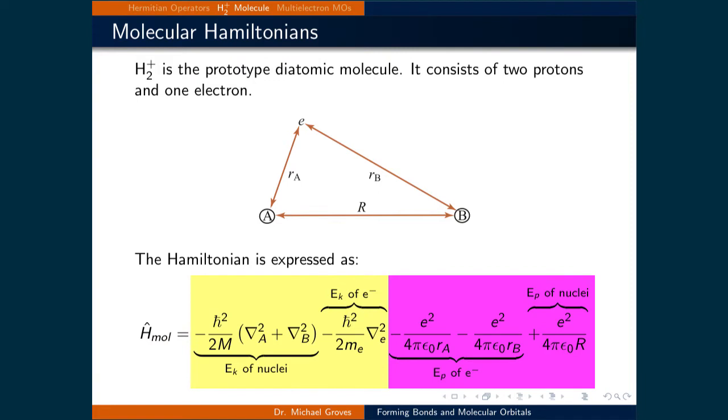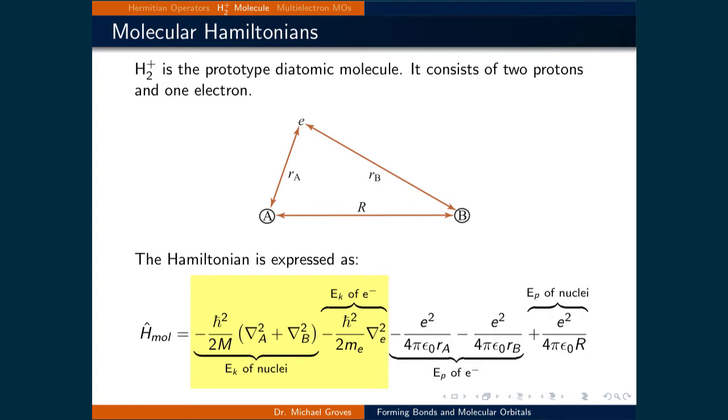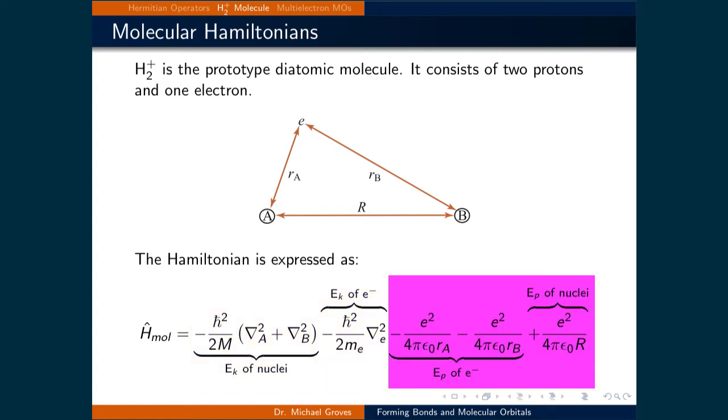The Hamiltonian is a combination of potential and kinetic energy terms for all the particles involved. In total, we have three kinetic energy terms, one for each nucleus and one for the electron, as well as three potential energy terms, which represent the electrostatic interaction between each of the three particles.